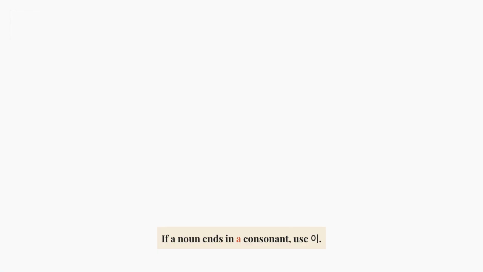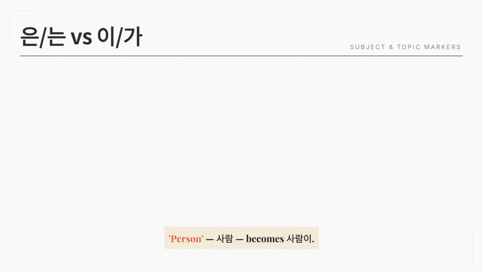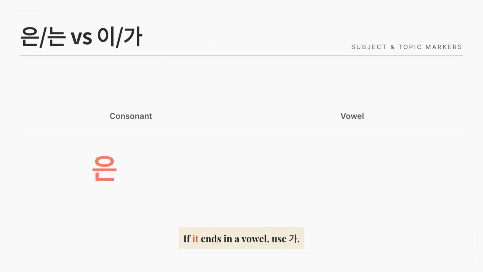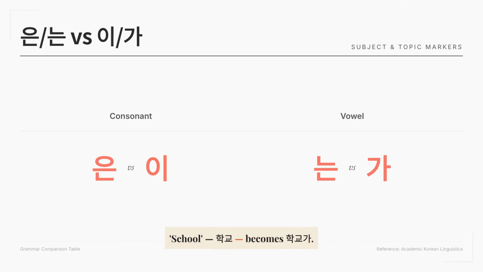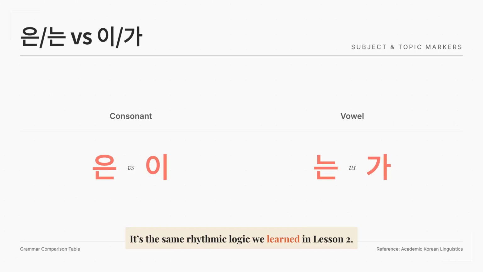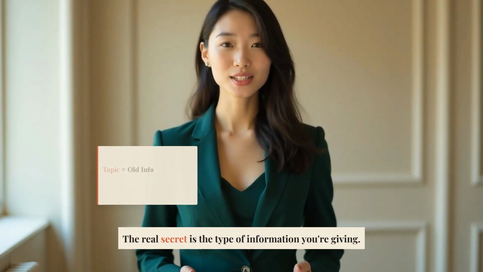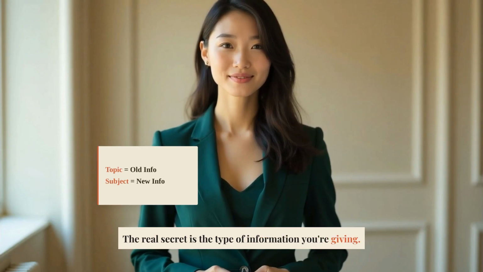If a noun ends in a consonant, use 이. Person, 사람, becomes 사람이. If it ends in a vowel, use 가. School, 학교, becomes 학교가. It's the same rhythmic logic we learned in lesson 2. 사람이, 학교가.